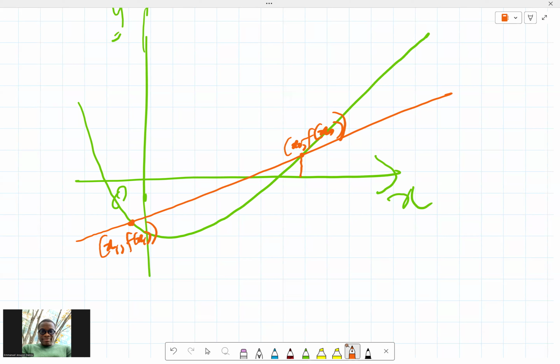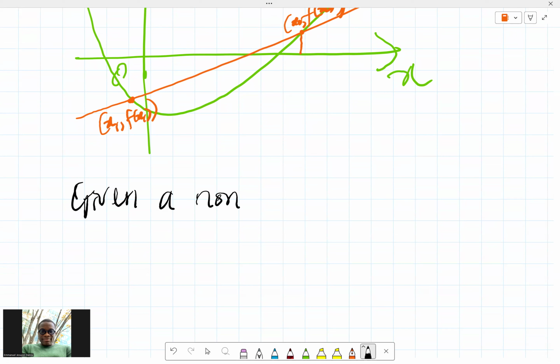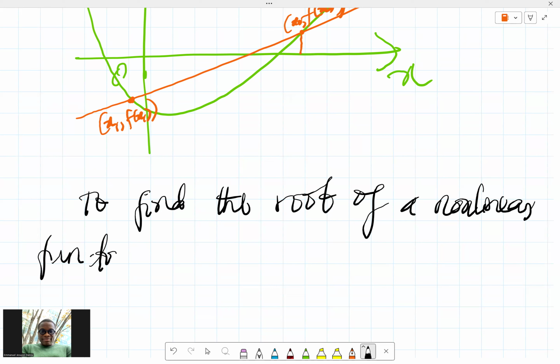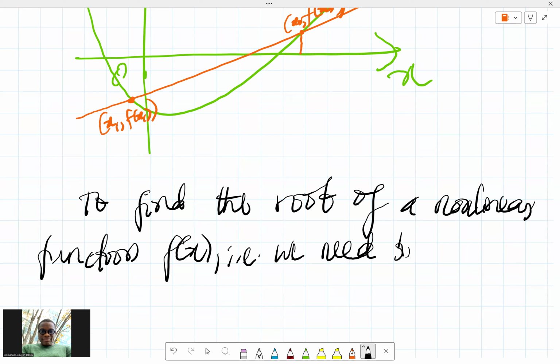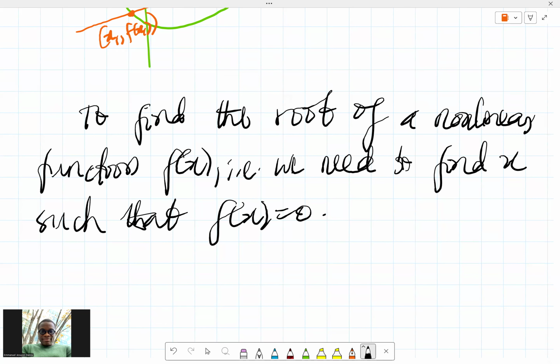Imagine that, given a nonlinear function f of x, to find the root of the nonlinear function, that is, we need to find x such that f of x is equal to 0. That's what it means to find the root.